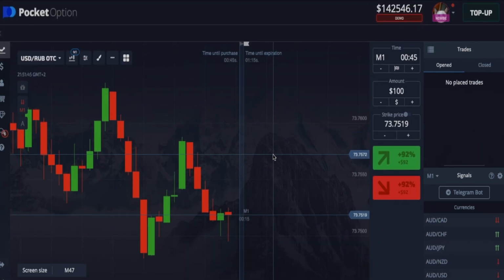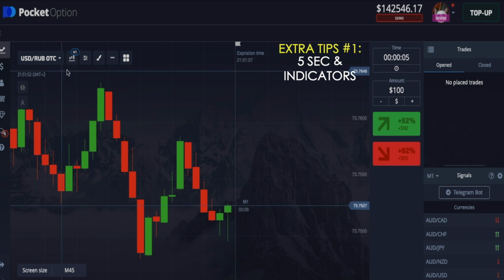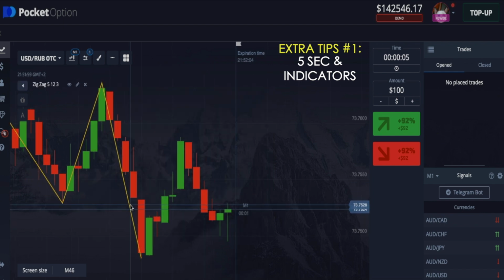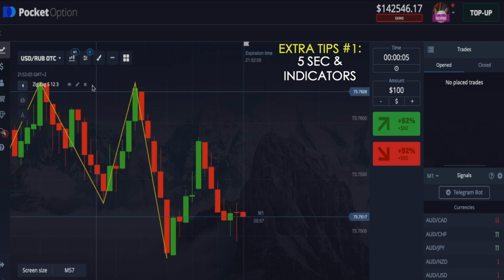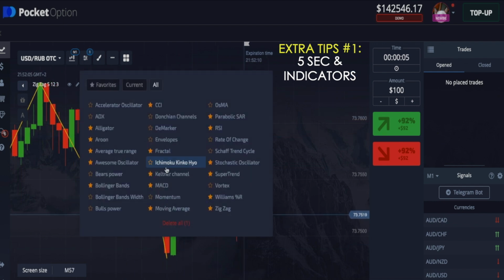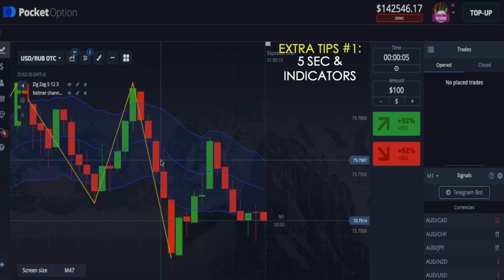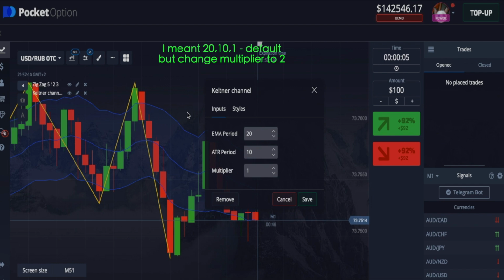Okay, first off, let's talk about doing the 5-second strategy. Make sure that you have all of your indicators on the screen. If you're going to do this on one screen, make sure you have your zigzag on when you're trying to catch that pullback. And you can use an RSI or you can put a stochastic on there as well. The default settings for the Keltner channel is 20, 10, and 2.